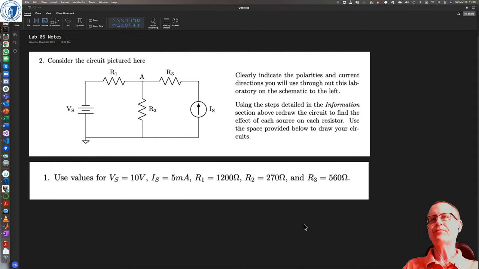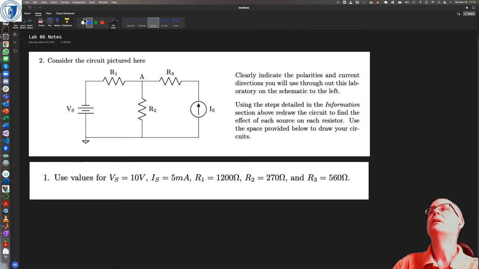Okay, so our VS is 10 volts. Our IS is 5 milliamps. R1 is 1200 ohms. R2 is 270 ohms. R3 is 560 ohms.